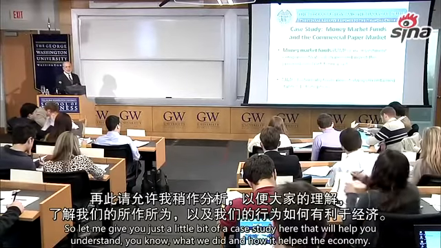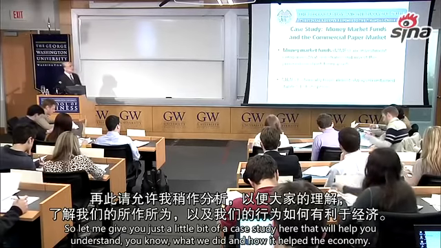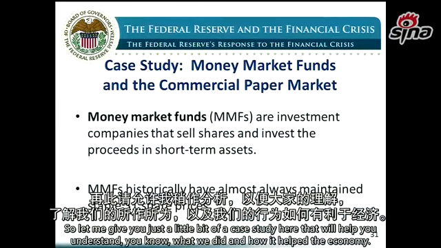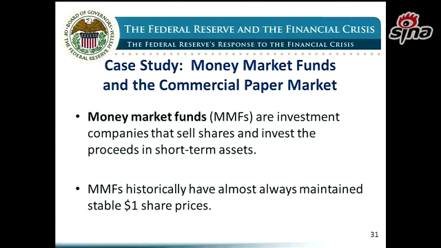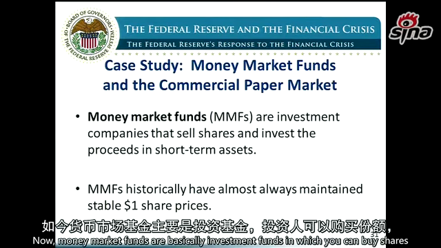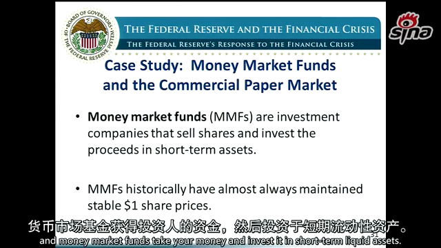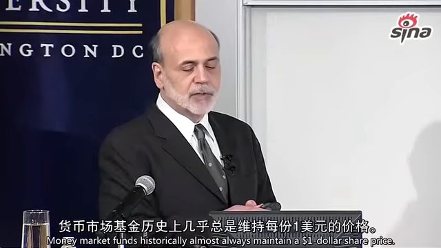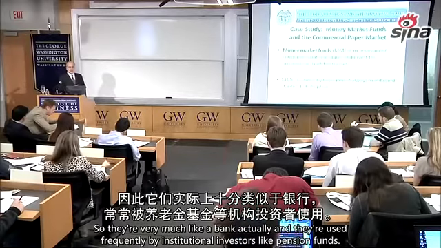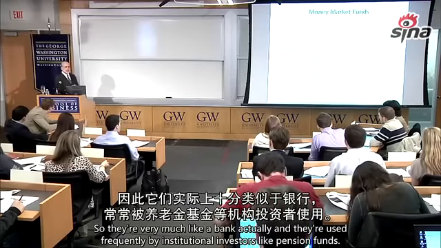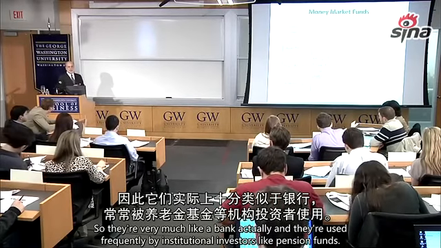So let me give you just a little bit of a case study here that will help you understand what we did and how it helped the economy. So I want to talk a little bit here about money market funds. Now, money market funds are basically investment funds in which you can buy shares, and the money market funds take your money and invest it in short-term liquid assets. Money market funds historically have almost always maintained a $1 share price. So they're very much like a bank, actually, and they're used frequently by institutional investors like pension funds.